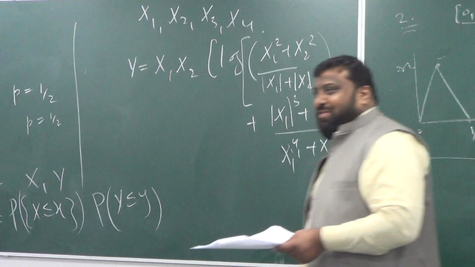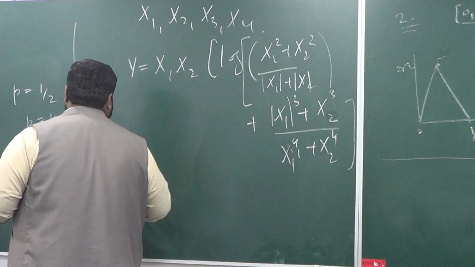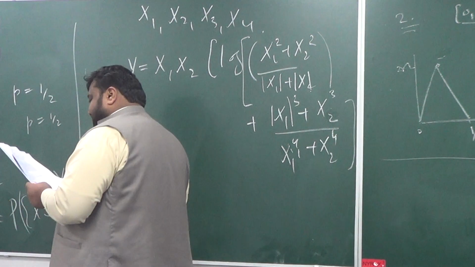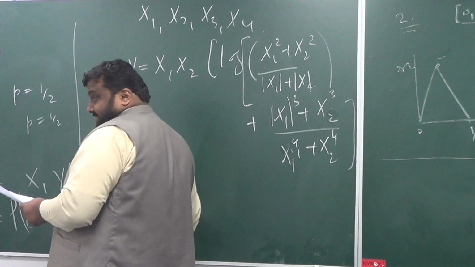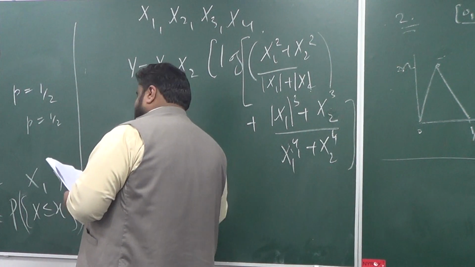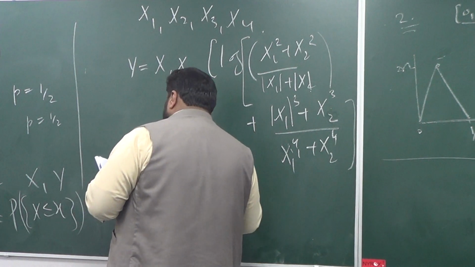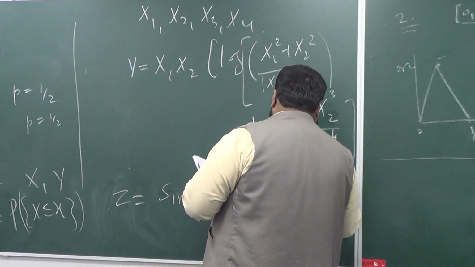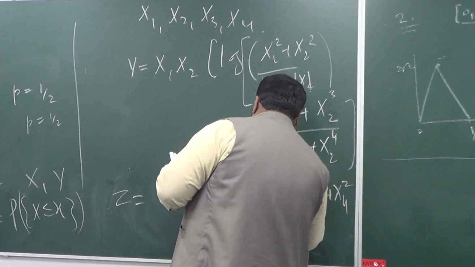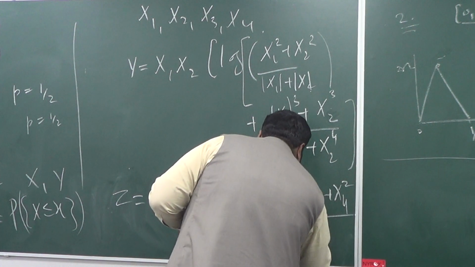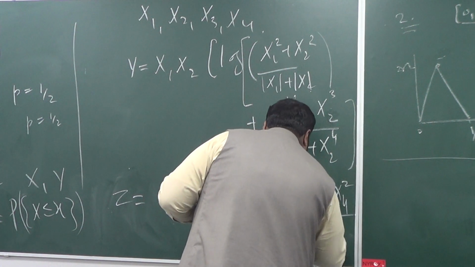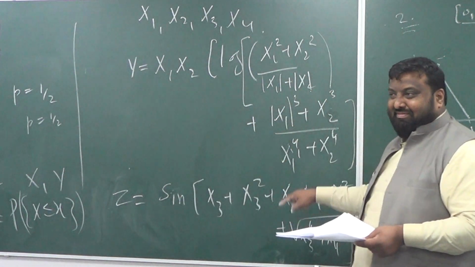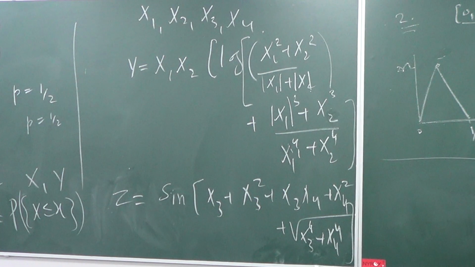And I'm giving you another random variable. So I have a z. Okay? Z is this. So sine x3 plus x3 squared plus x3 x4 plus x4 squared plus square root of x3 power 4 plus x4 power 4. So check whether they are independent or not. Y and Z.